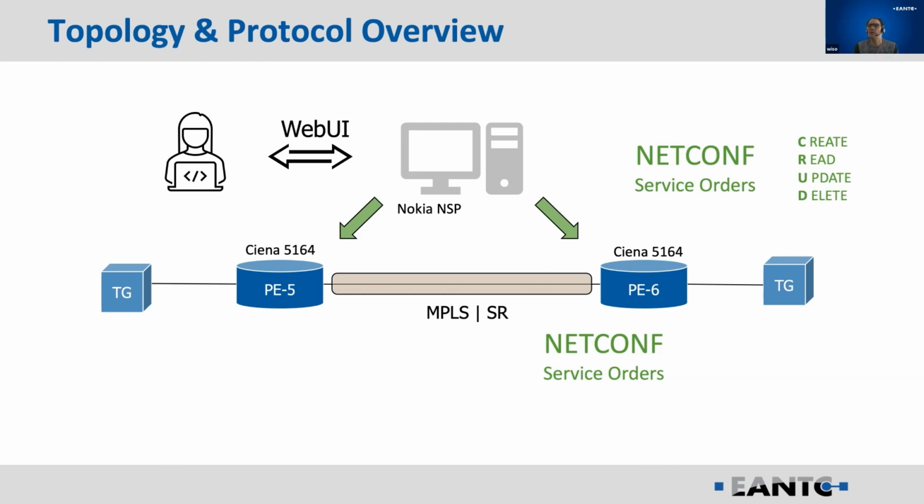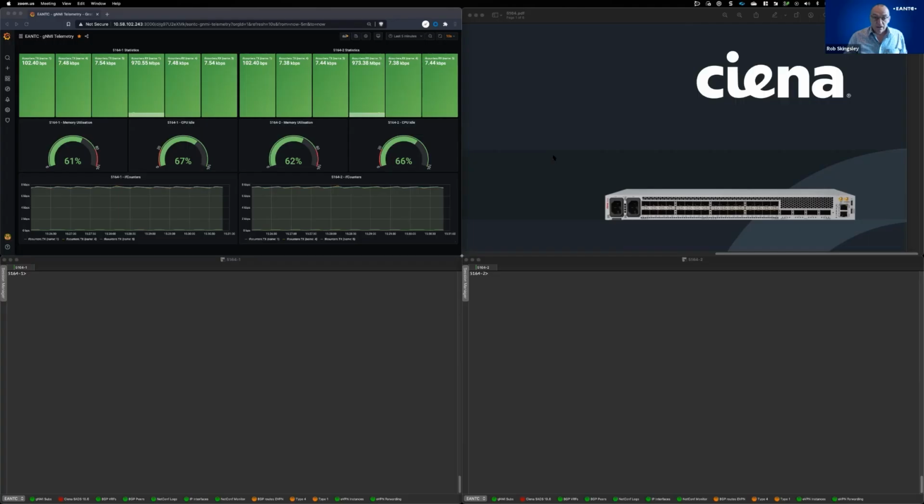So in that case, we use NSP as the controller, which will carry out service orders to the two devices, create a service, we will create then more services, and finally delete the services as well. So for all the communication between the Ciena devices and NSP, we are going to use NETCONF with Yang models, and we will have a more detailed look into that later on. So let's start with the demo. I hand over back to Rob so he can show the setup, and then we will add the first service after that.